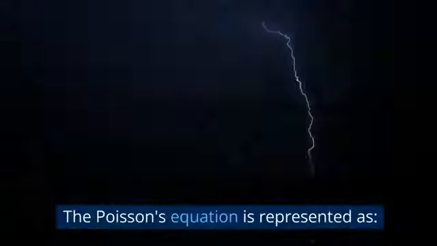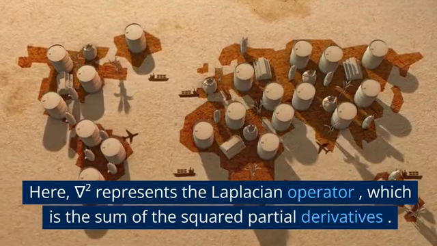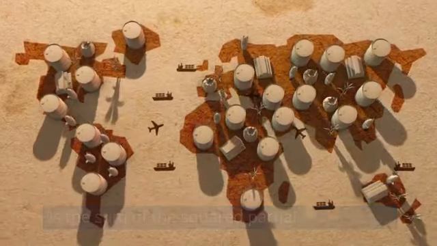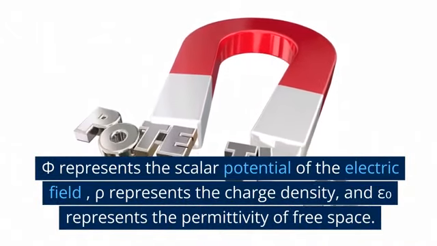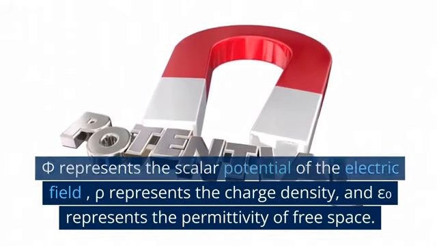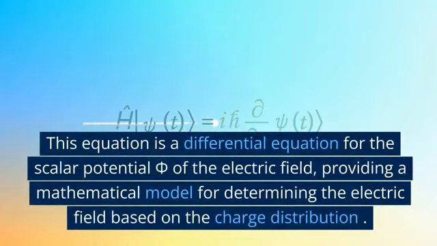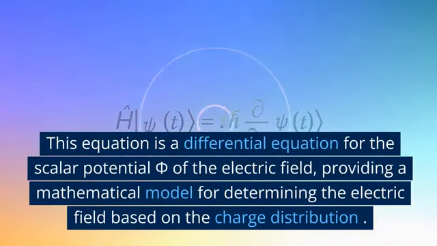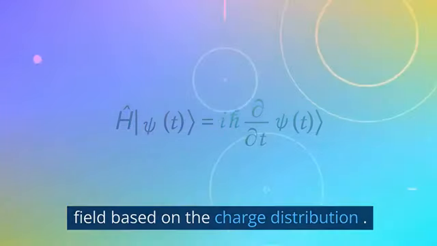Poisson's equation is represented as nabla squared phi equals minus rho over epsilon. Here, nabla squared represents the Laplacian operator, which is the sum of the second partial derivatives. Phi represents the scalar potential of the electric field, rho represents the charge density, and epsilon represents the permittivity of free space. This equation is a differential equation for the scalar potential phi of the electric field, providing a mathematical model for determining the electric field based on the charge distribution.